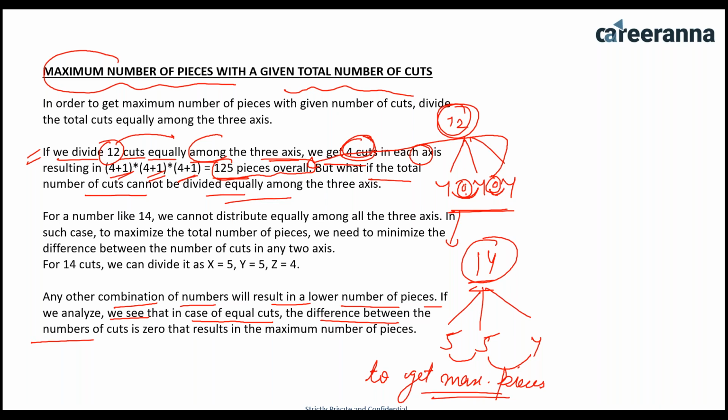If the difference is 0, that is minimum, so the maximum number of pieces will be 125 in the case of 12 cuts. If I do it like this, 11 in one direction, 1 in another direction, and 0 in the third direction, what will be the number of pieces? 12 multiplied by 2 multiplied by 1. Is it clear to everyone? How do I do it? 11 plus 1, 1 plus 1, 0 plus 1. As there was a formula, x plus 1, y plus 1, and z plus 1. So in this case, I have got 24 pieces. But by making 12 cuts, I can get 125 pieces overall. But when I made 11 in one direction and 1 in another direction, there will be 24 pieces only. So this is the difference.